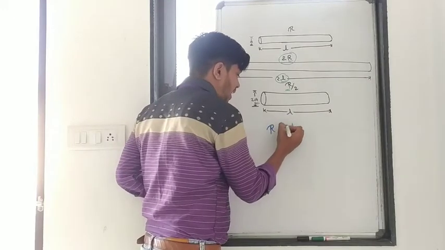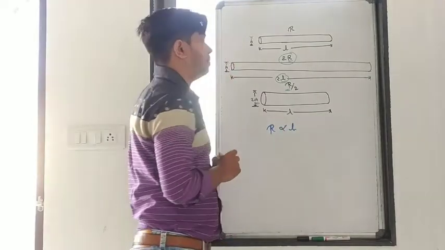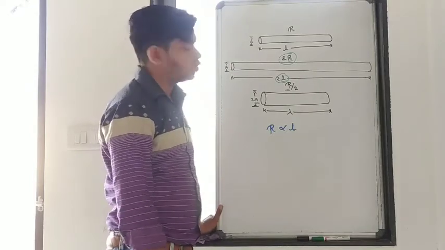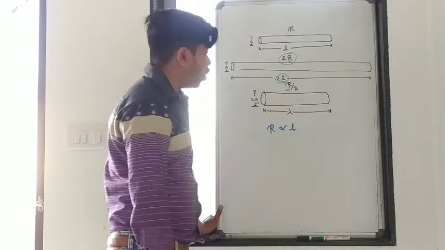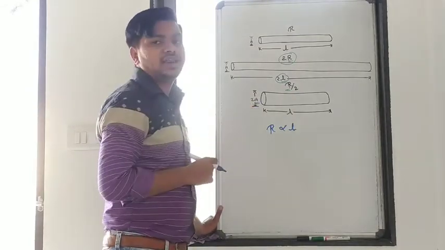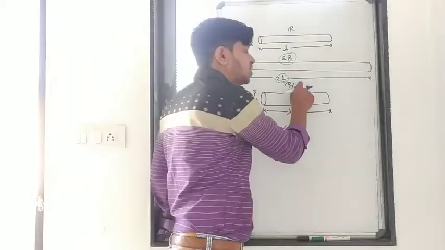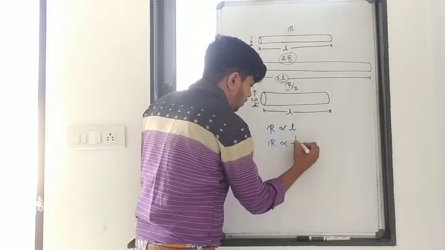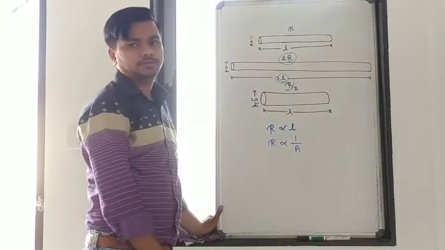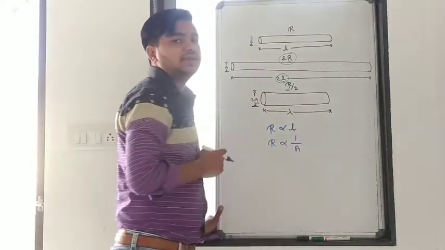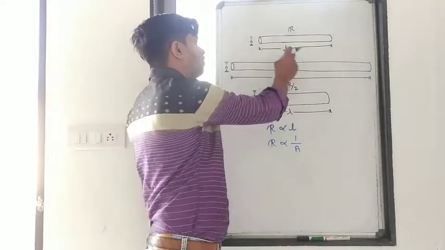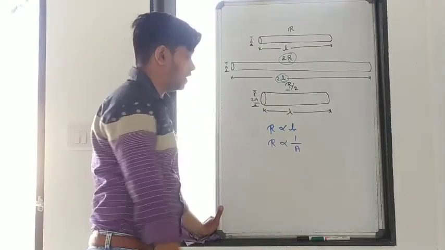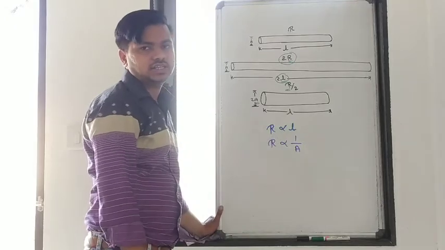Because R and L both increase in the same manner. If the length increases twice, then the resistance also becomes twice. So R is directly proportional to L. Not only that, when the cross-sectional area increases, in the same manner the resistance decreases. So both are inversely proportional to each other. So the increment of length gives the increment of resistance, and if the cross-sectional area increases, then the resistance decreases.